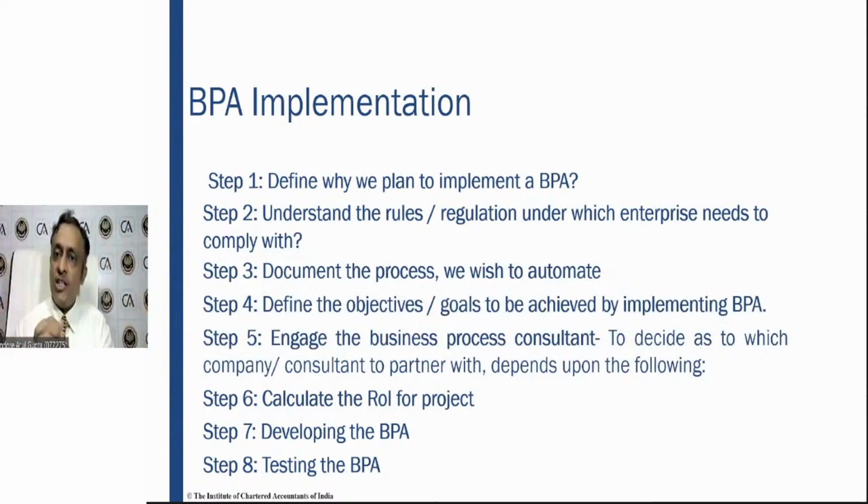Document the process we wish to automate. So what you're going to answer in the chat is the nature of business, and as per your understanding, which process they need to automate. Then define the objectives and goals to be achieved by implementing business process automation. Very, very important. This is the process to be automated. This is what you need to achieve. Why this process? The fourth is more linked to the third one: if you automate this, this is what you're going to get.